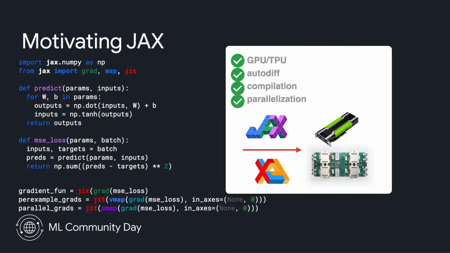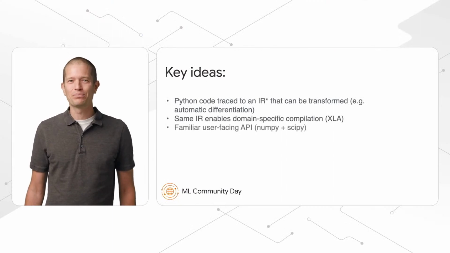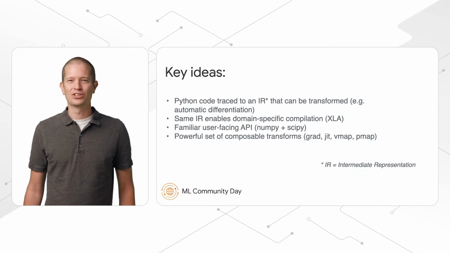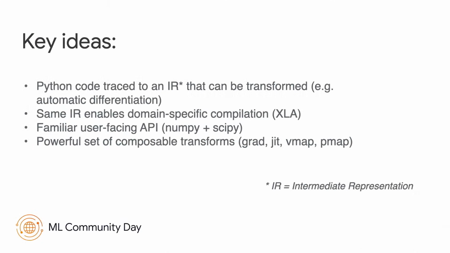So the key ideas here: in JAX, Python code is traced to an intermediate representation. And JAX knows how to transform this intermediate representation. And I'll tell you a little bit about this in a moment. The same intermediate representation enables domain-specific compilation via XLA, so you can target different backends. It has this familiar user-facing API based on NumPy and SciPy. So if you've been coding in the Python data space for a while, JAX should feel fairly familiar.